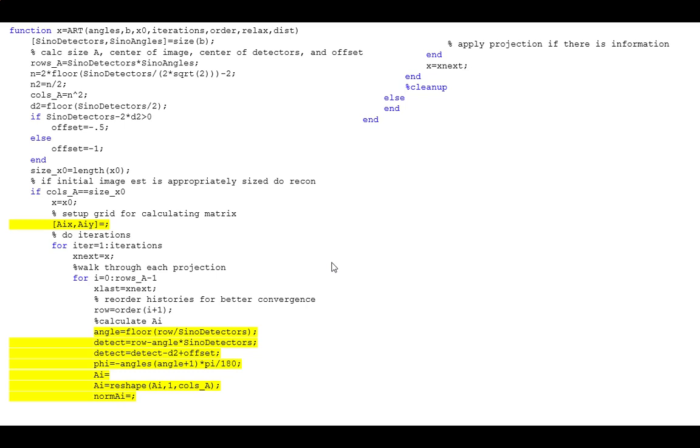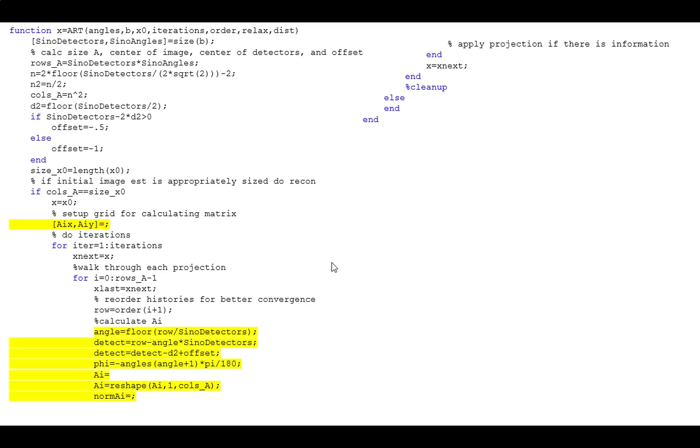So remember, your row number is how many of these detector jumps. The first angle is 0 through sinodetectors minus 1. The next angle is sinodetectors to 2 times sinodetectors minus 1, and so on and so forth. So if I divide the row by sinodetectors and floor it, that tells me my angle number. Which angle am I at?